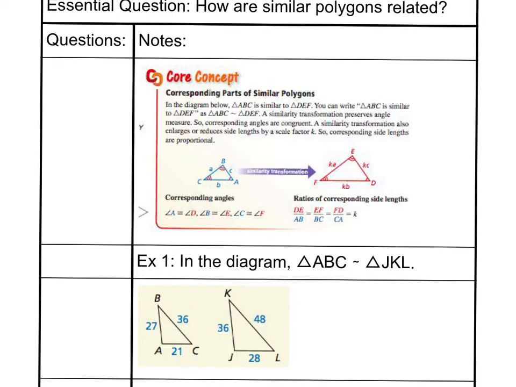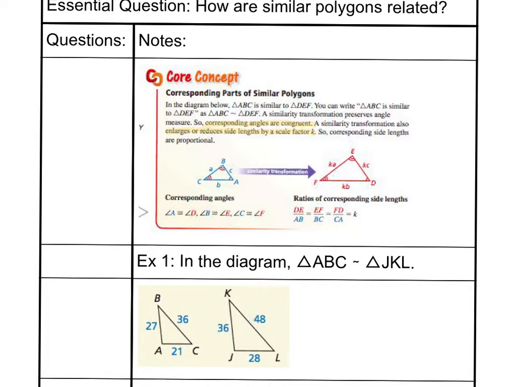The first one is corresponding parts of similar polygons are equal. A similarity transformation preserves angle measure. That's really important if you want to highlight that in here. Corresponding angles are congruent. It also enlarges or reduces side lengths by a scale factor, which we call K. So corresponding side lengths are proportional, which is why we did that work with proportions yesterday.